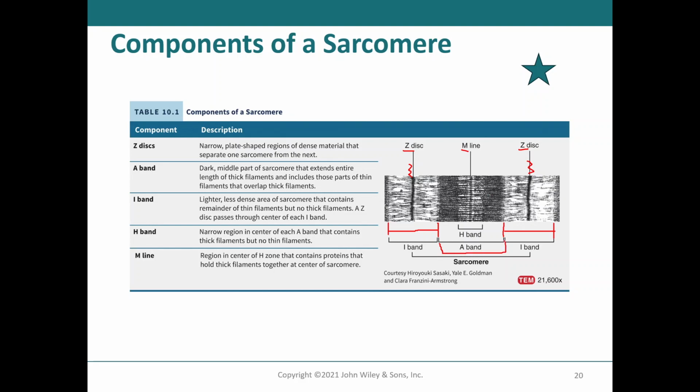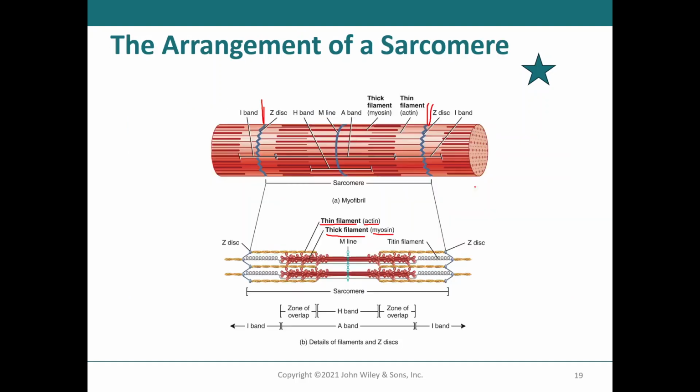The A band is the overlap that contains thin and thick filaments. Okay, so it contains this overlap right here that has both the thin and thick filaments, and it contains the H band. And I think of the H band as the heavy band because that's where all of the thick and heavy filaments are. So let's go back to this visual.